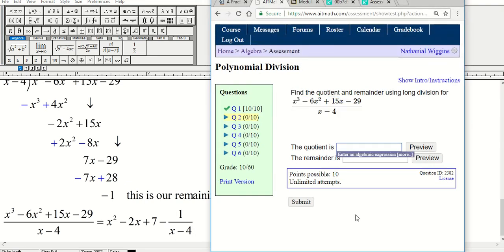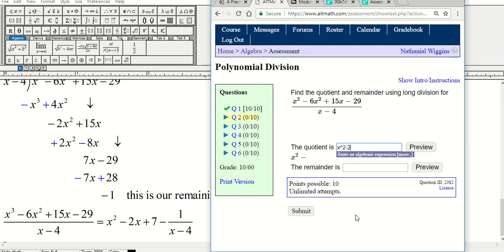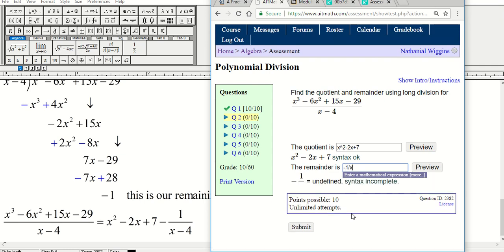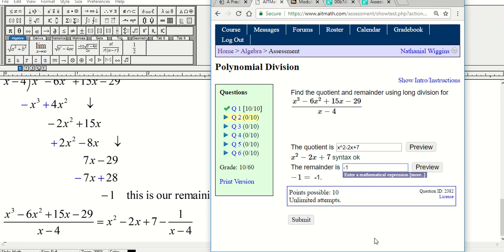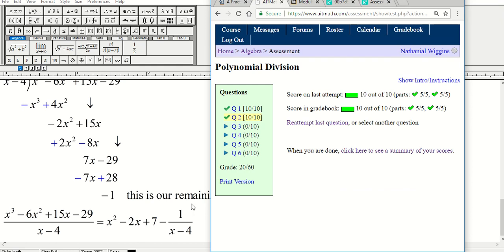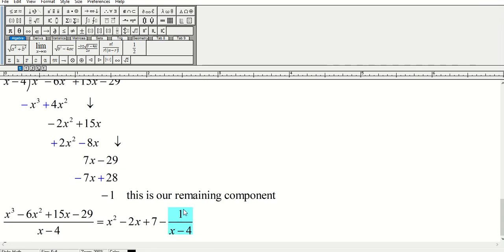Let's go see what our homework system thinks about it. I got a -1 over x minus 4. Oh no, that's totally not right. -1 over x minus 4 equals undefined. Oh, it does not like it. Let's just put our -1 in there. It's okay with that. It accepted it. That's what we're going to call our remainder. You see how I was freaking out because it had an x in it? It doesn't want that whole thing. So your remainder is just this piece here, the -1 in this case.